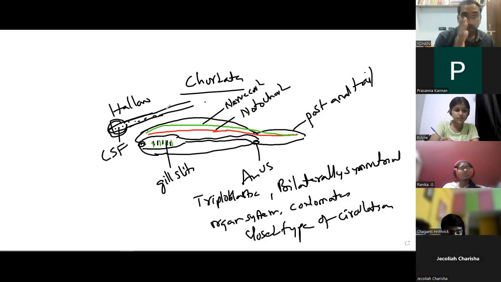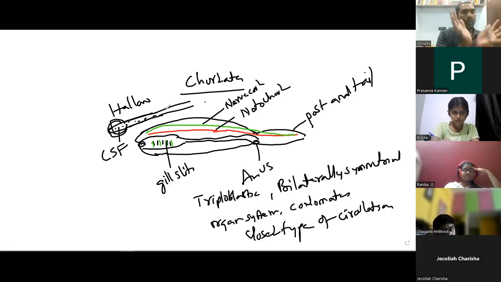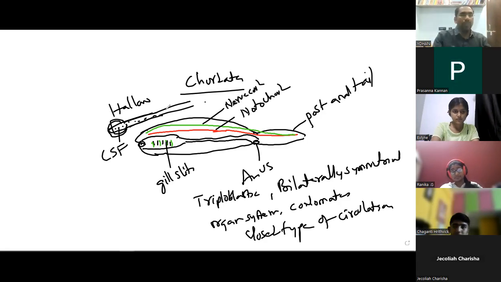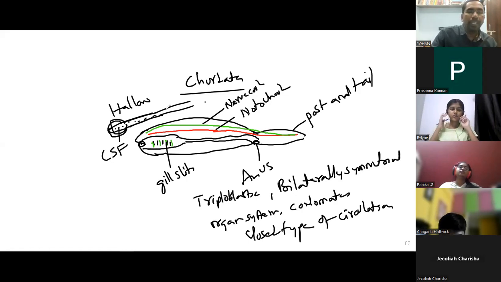The same nerve cord in higher animals develops into anterior brain and posterior spinal cord. But in some higher animals, the notochord is lost and develops into vertebrae, which surround the nerve cord as a vertebral column.